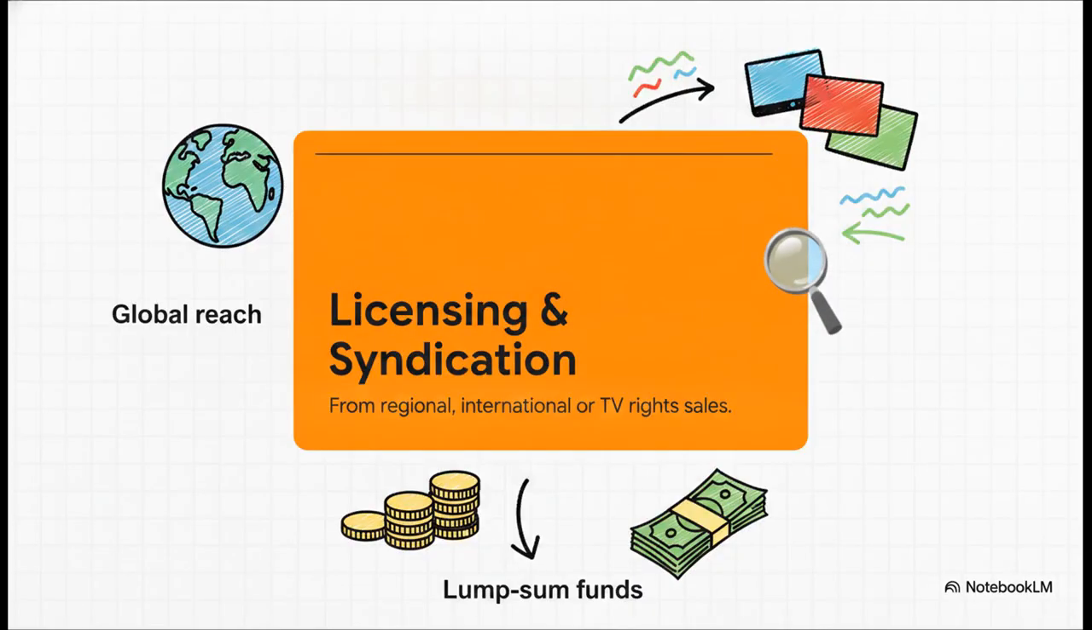Finally, there's licensing and syndication. This is where you start looking way beyond the immediate, day-to-day views on a single app. This revenue is generated from broader deals. We're talking selling regional rights, international rights, or even traditional TV broadcast rights for your series. It represents a massive shift from those incremental daily earnings to major, lump sum funding that can take your monetization to a completely global level.